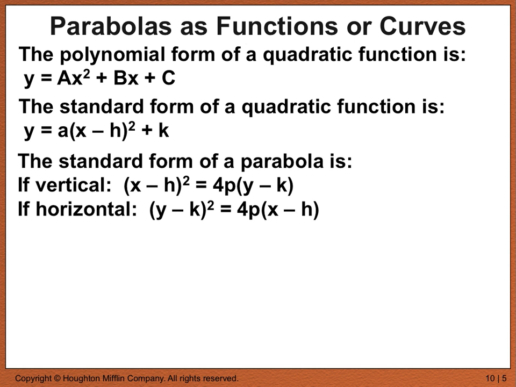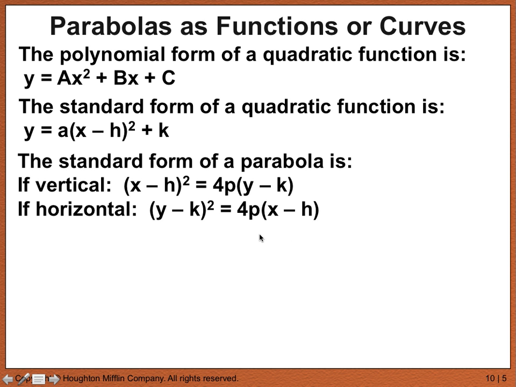The standard form of a parabola is, and we're talking about the parabola as a shape. All right, the standard form of a parabola is, if vertical, x minus h squared equals 4p times y minus k. If horizontal, y minus k squared equals 4p times x minus h.